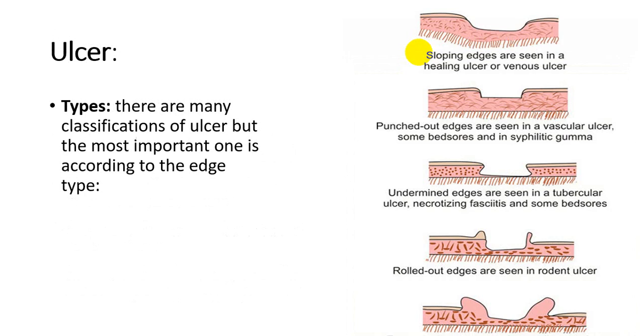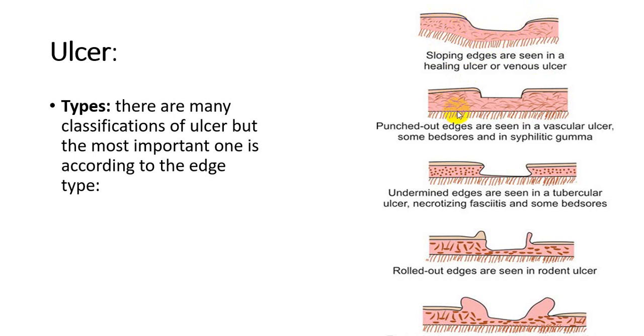Types of ulcer. There are many classifications of ulcer according to the cause, according to the shape, but the most important classification is according to the edge of the ulcer. First type is called sloping edge, usually seen in a healing ulcer or venous ulcer. The epithelium starts to grow toward the base of the ulcer. This is the sloping edge.